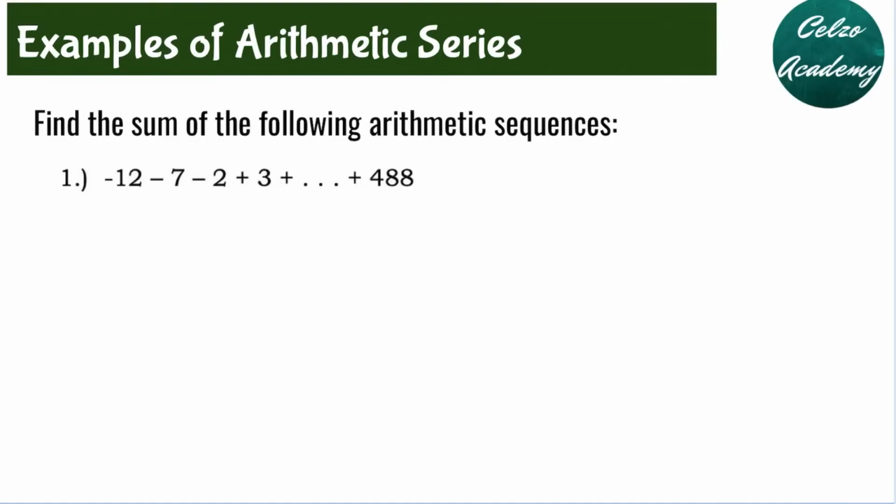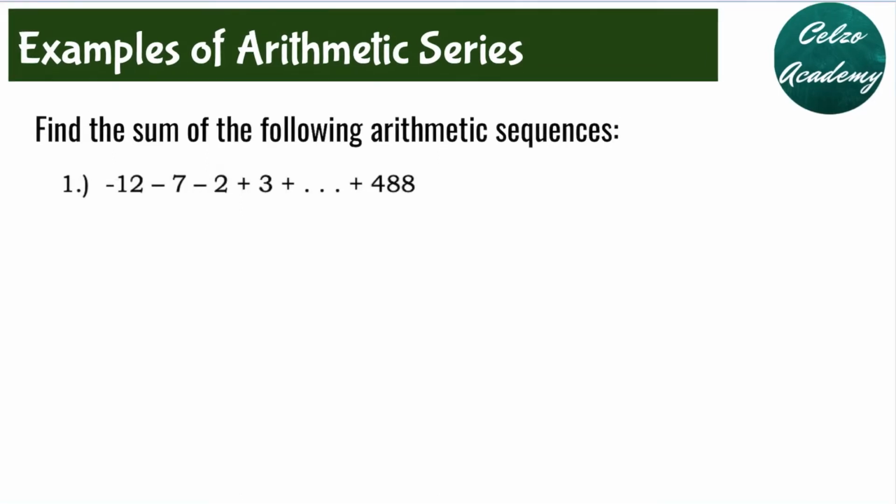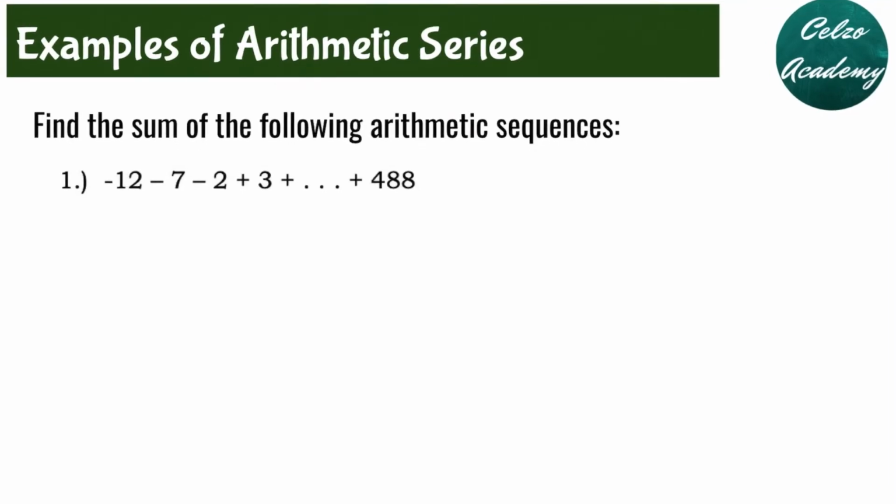Question number 1. Find the sum of the following arithmetic sequence: negative 12, negative 7, negative 2, positive 3, and so on, up to 488. To find the sum of this arithmetic series, we need three things: the a sub 1, the d, and your n. In this problem, our a sub 1, or the first term, is negative 12.